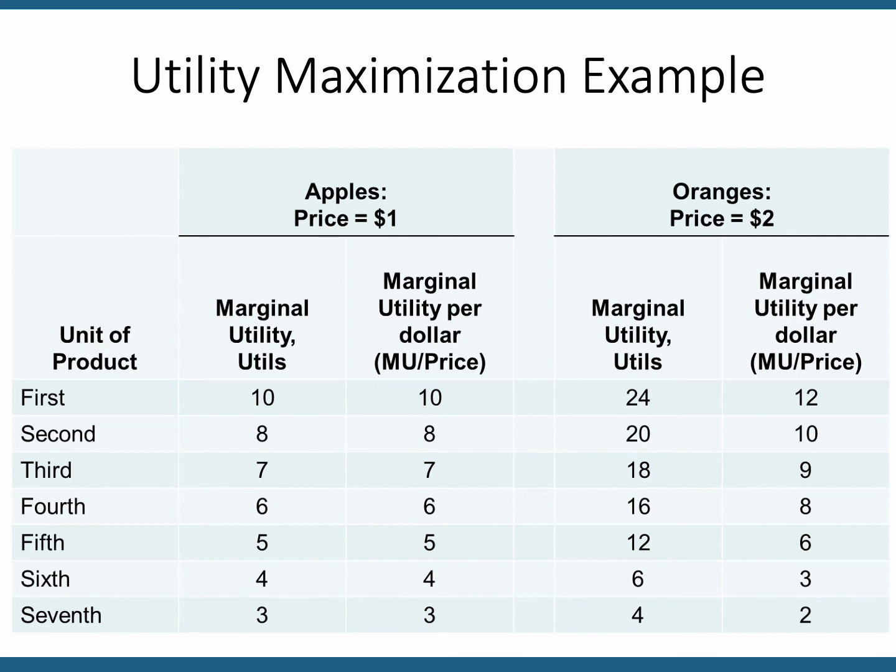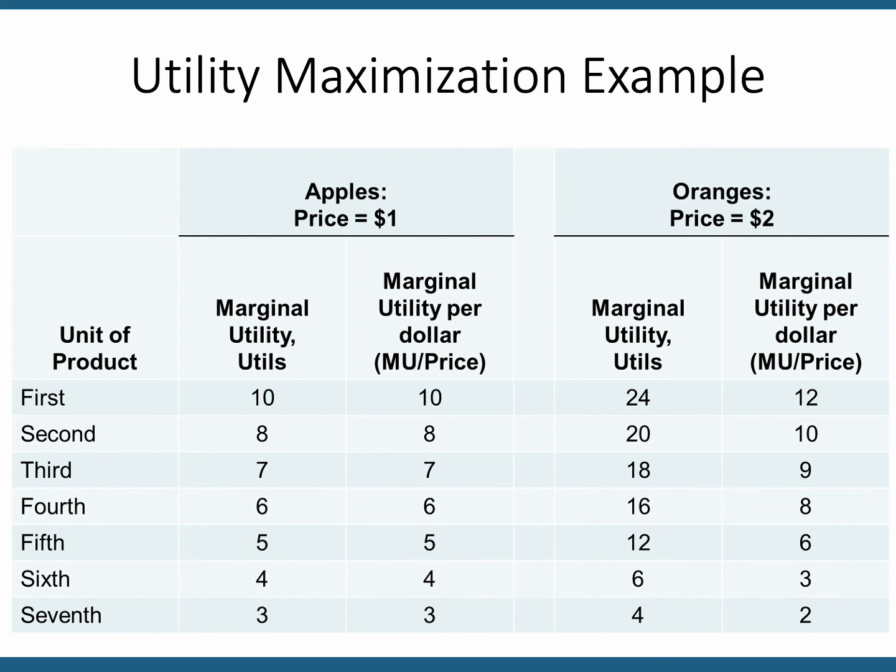Because you gain 12 utils. All right, so that one is consumed. You've spent $2. Now you only have $8 remaining. All right, what are you going to buy next? Well, it's a tie, isn't it? Marginal utility per dollar. You can either buy your second orange, 10 utils per dollar, or your first apple, 10 utils per dollar. Well, we're already in the orange store. You might as well buy the orange, right?